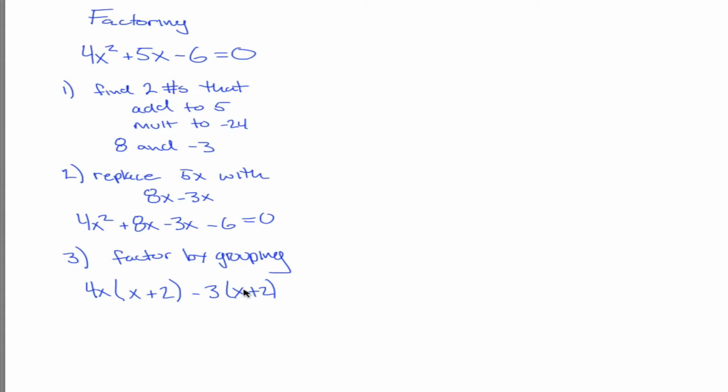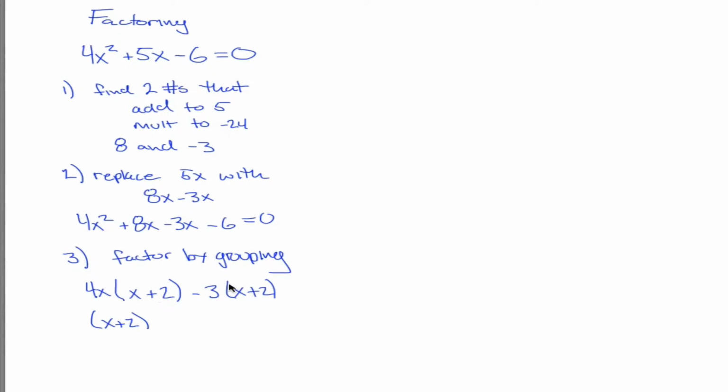Make sure it's a negative 3, otherwise you won't be left with positive x plus 2. And so what you now have are 2 terms. Here's one of them, and here's the other one. And they're separated by this minus sign right here. And each of those terms has an x plus 2 in it. So you can factor, again, you can factor out that x plus 2.